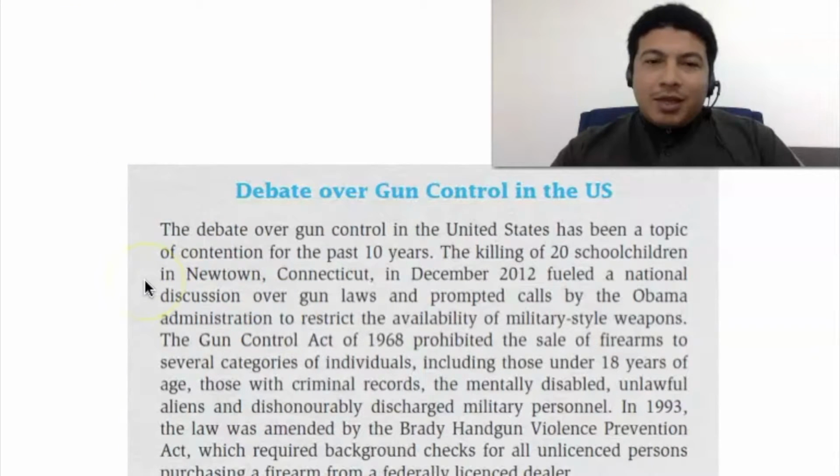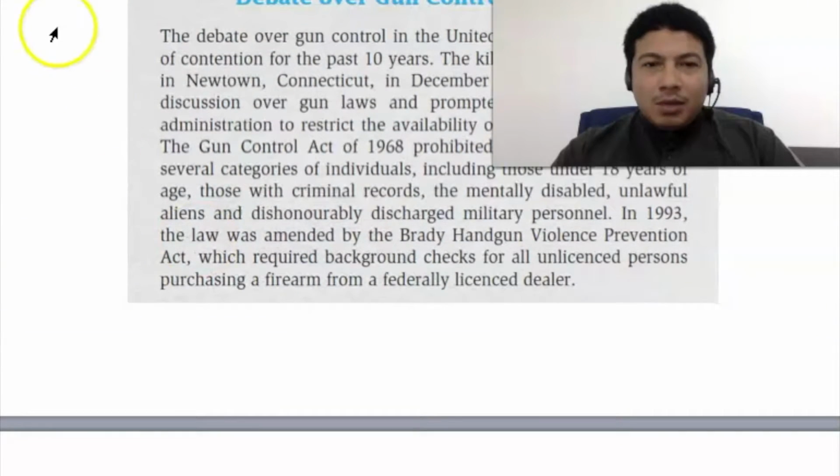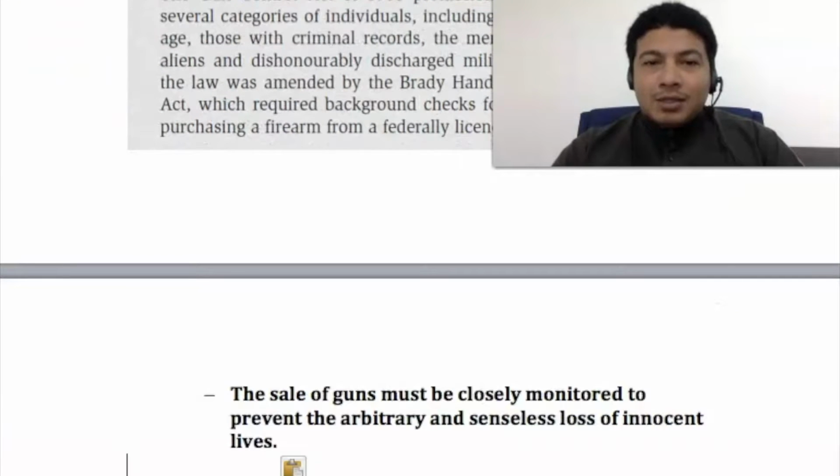So we can say that indirectly, in this paragraph, the author wants to tell us that the sale of guns must be closely monitored to prevent the arbitrary and the senseless loss of innocent lives. So that means the government has to really think about controlling the selling of guns in the United States to avoid more people being killed.